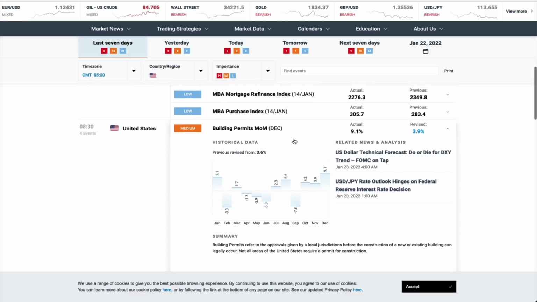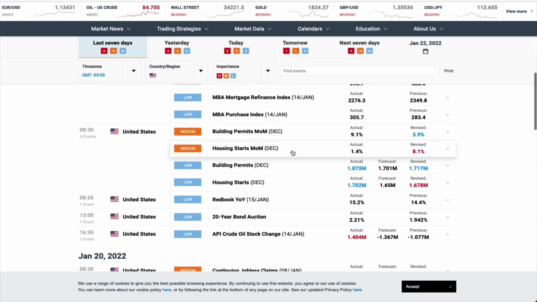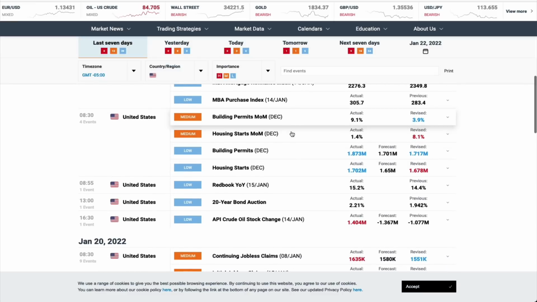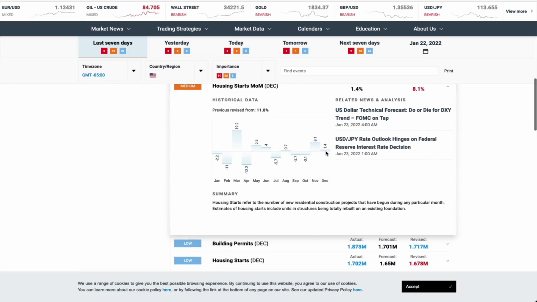Building permits are a leading indicator because if you have an increase in building permits, you get a permit before you can actually start a house. So it gives you some idea of the demand for materials, the demand for construction labor, things like that. Housing starts. This was for December, by the way. These were started 1.4%, and the last one was revised downwards. If we look at housing starts in December, we see that it's rather low.